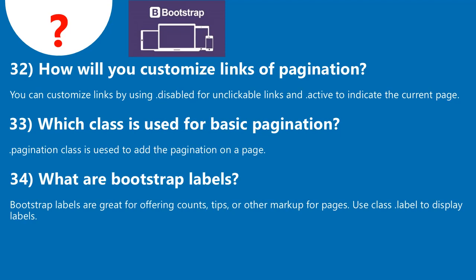33. Which class is used for basic pagination? Pagination class is used to add the pagination on a page. 34. What are Bootstrap labels? Bootstrap labels are great for offering counts, tips, or other markup for pages. Use class .label to display labels.